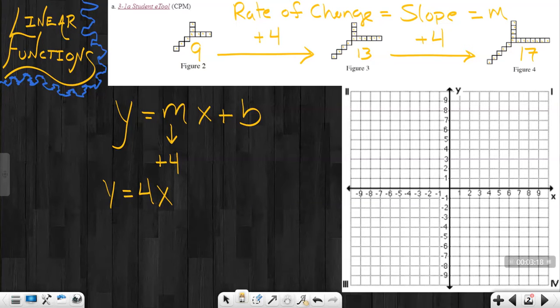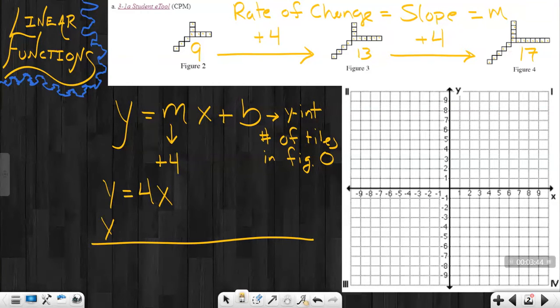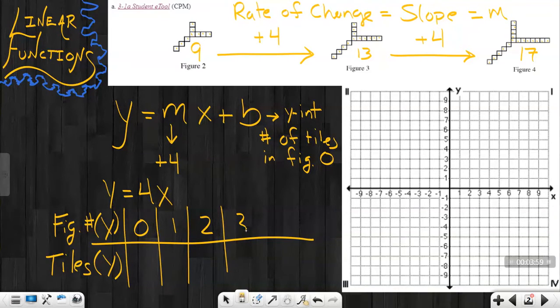Now our b value is our y-intercept, which I'm going to abbreviate as y-int, also known as the number of tiles in Figure 0. Now the thing is here, they only gave us Figure 2. So I'm actually going to use a table in order to go backwards and find out what it would have been in Figure 0. To create my table, I'm just going to go x, y, where x is my figure number, and y represents my number of tiles. And I want to get back to 0, so I'm just going to fill out to where I have it.